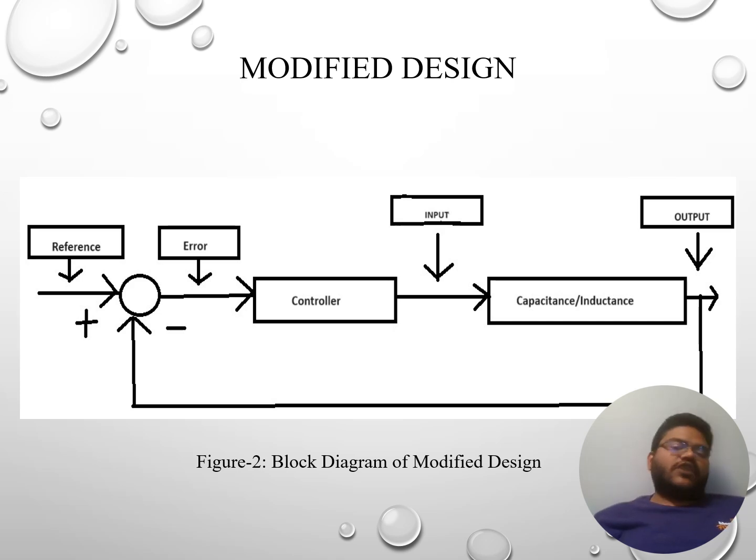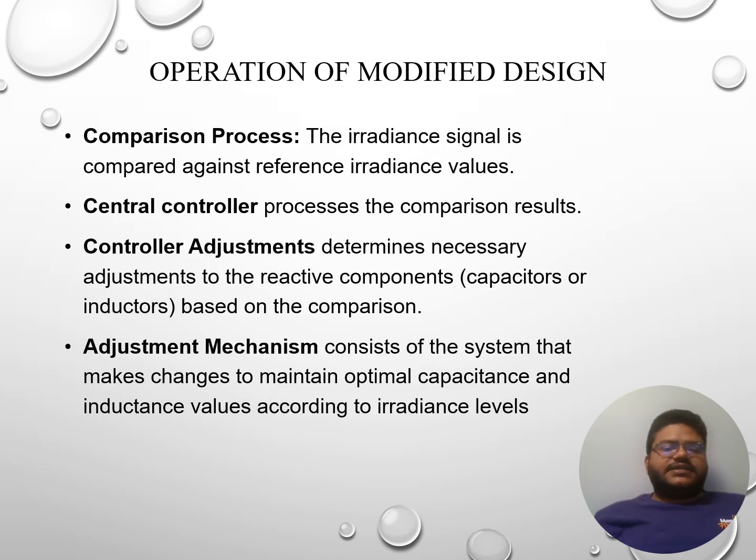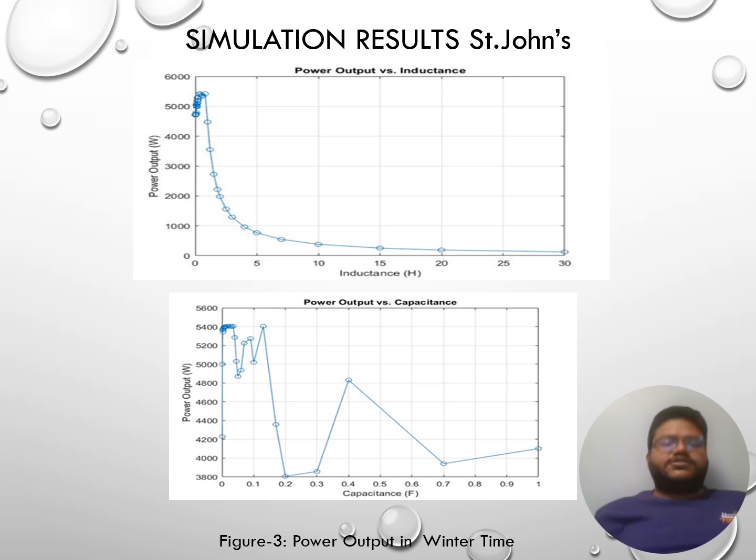This portion is one of the portions of the MPPT charge controller. This is not the entire MPPT charge controller. So instead of using capacitance, like manually changing, we can implement this design as a part of the MPPT charge controller. We can install it in the MPPT charge controller. And so I have explained the operation of the modified design. So let's move to the simulation results.